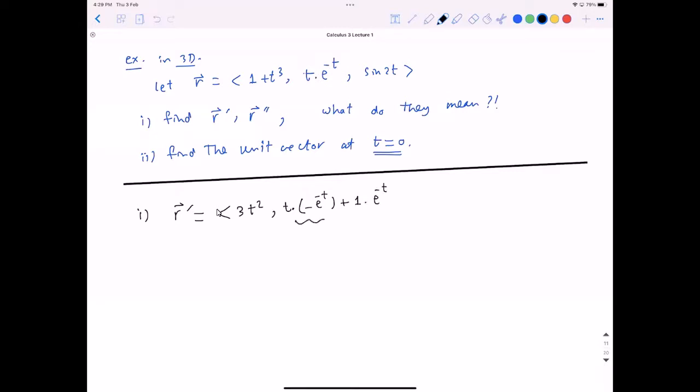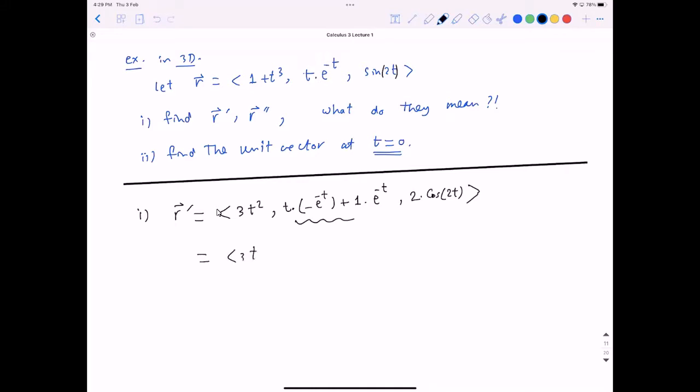But this may need some simplification or common factor. Sine 2t: the derivative of sine is cosine, but we need to multiply by what? The derivative of the argument. The argument is the angle 2t, differentiate 2t, multiply it outside. So the derivative of sine is cosine, multiplied by the derivative of the argument. This is r prime.